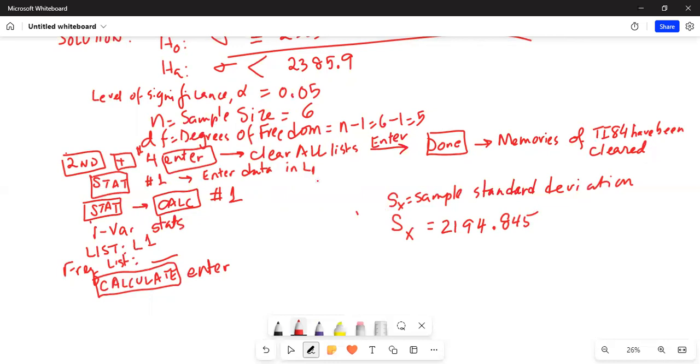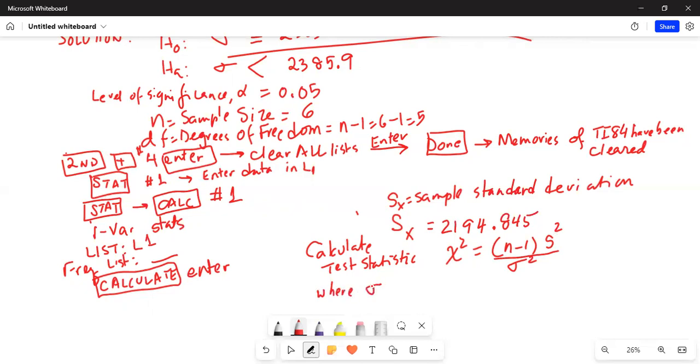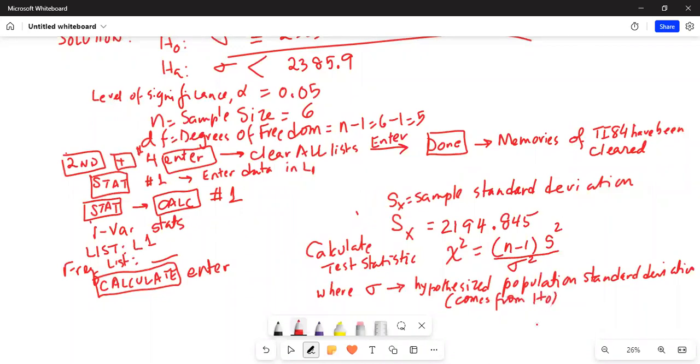Okay. So now calculate the test statistic, which is chi-square, is equal to n minus 1 times s square divided by sigma square. Okay. Where sigma is the hypothesized population standard deviation, and it comes from the null hypothesis. Okay. So this test statistic is called chi-square.